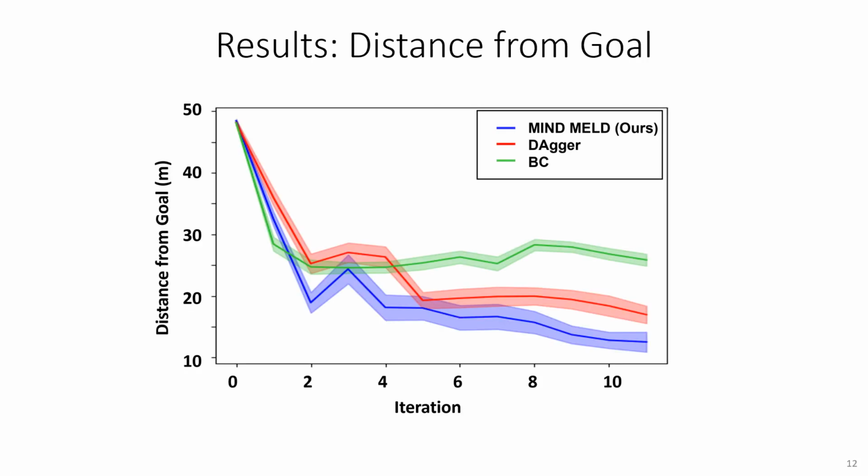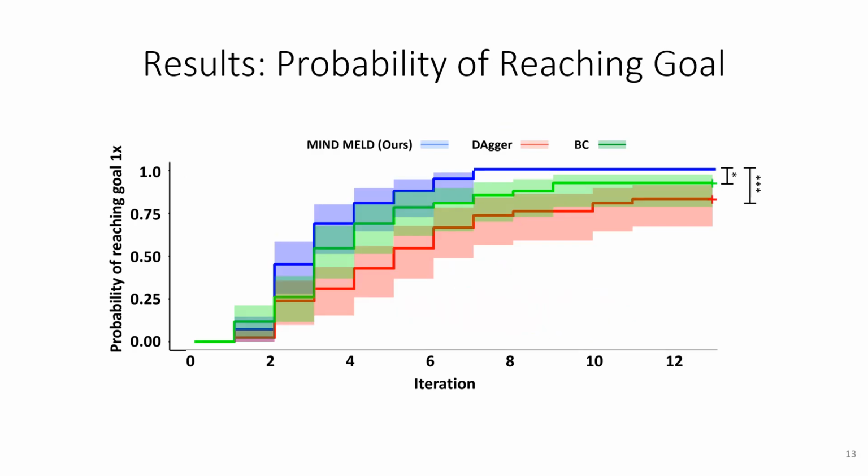Here we see the results for the average distance from the goal for each of the agents after each demonstration. We see that MELD achieves a lower average distance from the goal overall. When comparing the last trial, we find that MELD achieves a significantly smaller average distance from the goal compared to DAgger and BC. Next are the results depicting the probability of an agent reaching the goal once over the course of the 12 demonstrations. MELD has a nearly 100% probability of reaching the goal after training is complete, while DAgger and BC are significantly less likely to reach the goal.